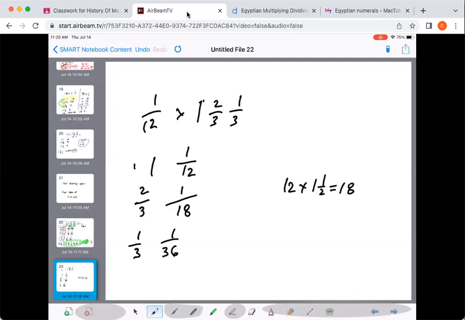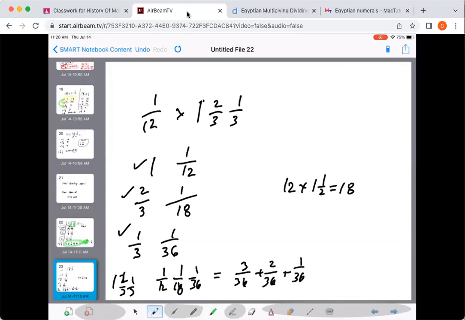And now we take all these things together. So 1 2/3, 1/3 is equal to 1/12, 1/18, 1/36, which with common denominators is 3/36 plus 2/36 plus 1/36 is 6/36, equals 1/6.